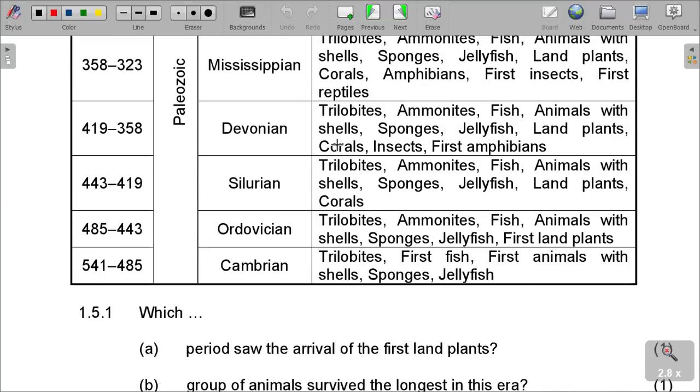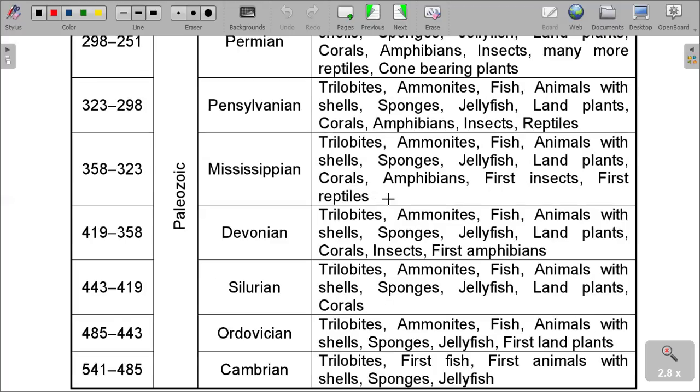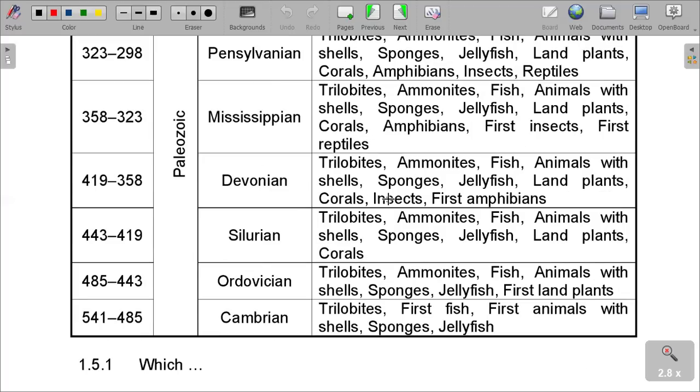So the first question, question 1.5.1, asks which period saw the arrival of the first land plants? What is the period in which we see the arrival of the first land plants? If you look at this, we need to look at the period here, and then look at the various fossils that are there. So from these fossils, where do we find that?